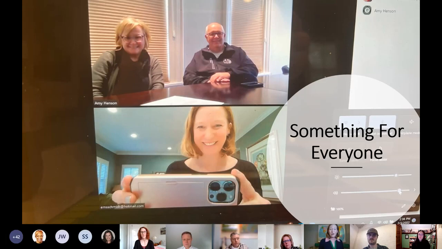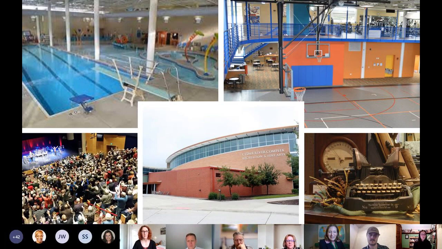And then they started saying, we have something for everyone. They said, if you're interested in helping to pick out the athletic equipment, we've got a committee for that. If you're interested in a community fundraiser, we've got a chair of that committee. They started saying, we have something for everyone. And from that, they ended up building the Cedar River Complex.